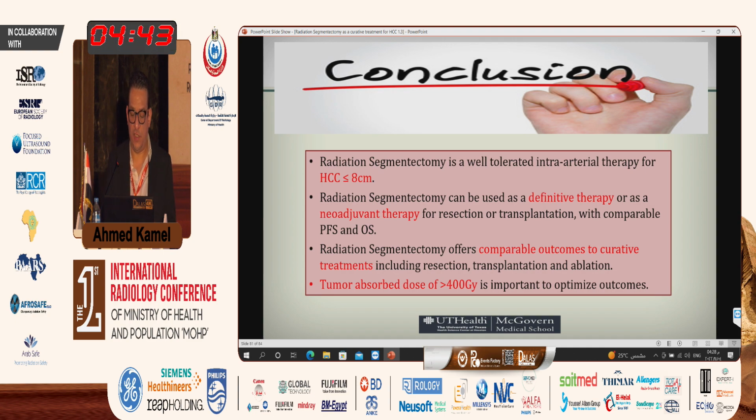Radiation segmentectomy has comparable outcomes to other curative treatments such as resection, transplant, or ablation. You have to use a tumor absorbed dose of more than 400 grays to guarantee that you will have complete pathologic necrosis.